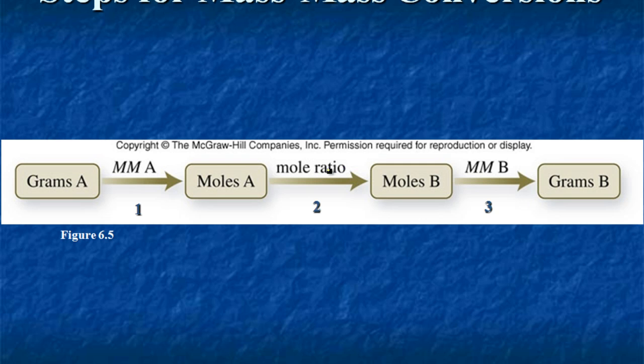So you can use mole ratios only on moles, not on mass. And then you calculate the moles of B, then using the molar mass of B, convert that back to grams.